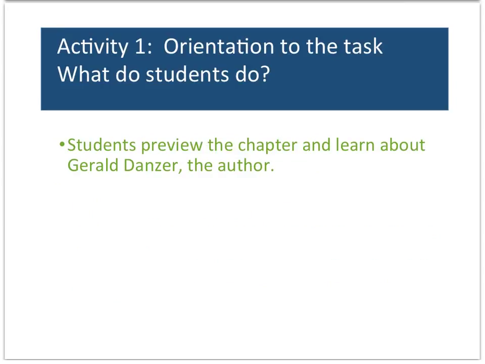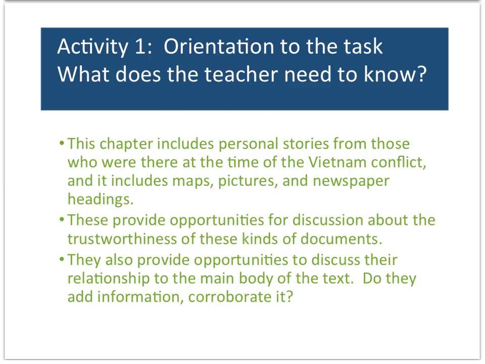In Activity 1, students are going to preview the chapter and learn about Gerald Danzer, the author, in order to think about the kinds of information that they're going to be reading. What you need to know is that the chapter includes some personal stories from those who were there at the time of the Vietnam conflict. It also includes maps, pictures, and newspaper headings, those kinds of things that make history come alive.